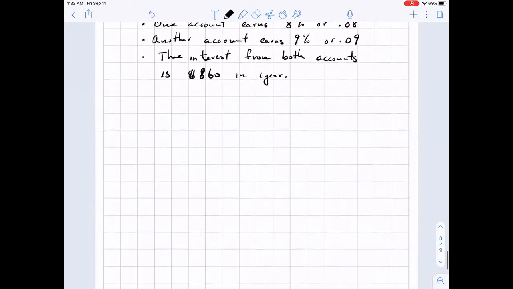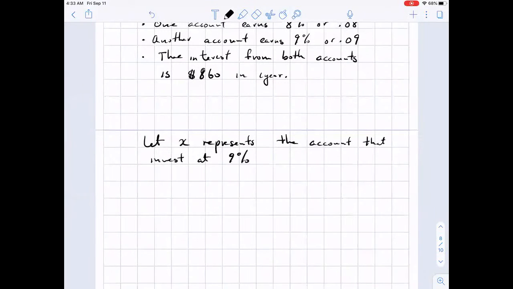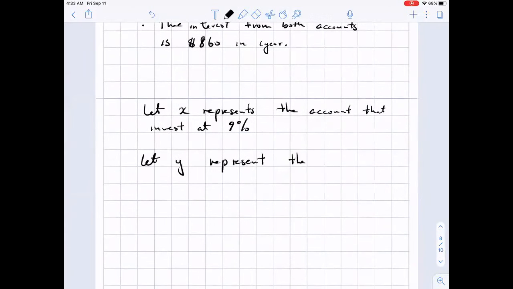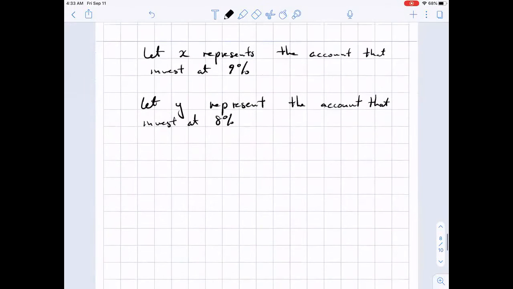We know we have two accounts. So let X represent the account that invests at 9%, and let Y represent the account that invests at 8%. So now we can come up with equations.